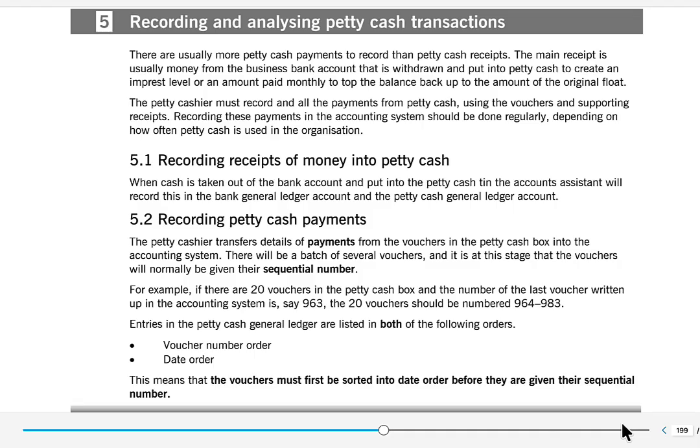What must the accounts assistant record? The book tells us that when cash is put into petty cash, the accounts assistant records it in 2 places. Number 1, in the bank general ledger account. Number 2, in the petty cash general ledger account.